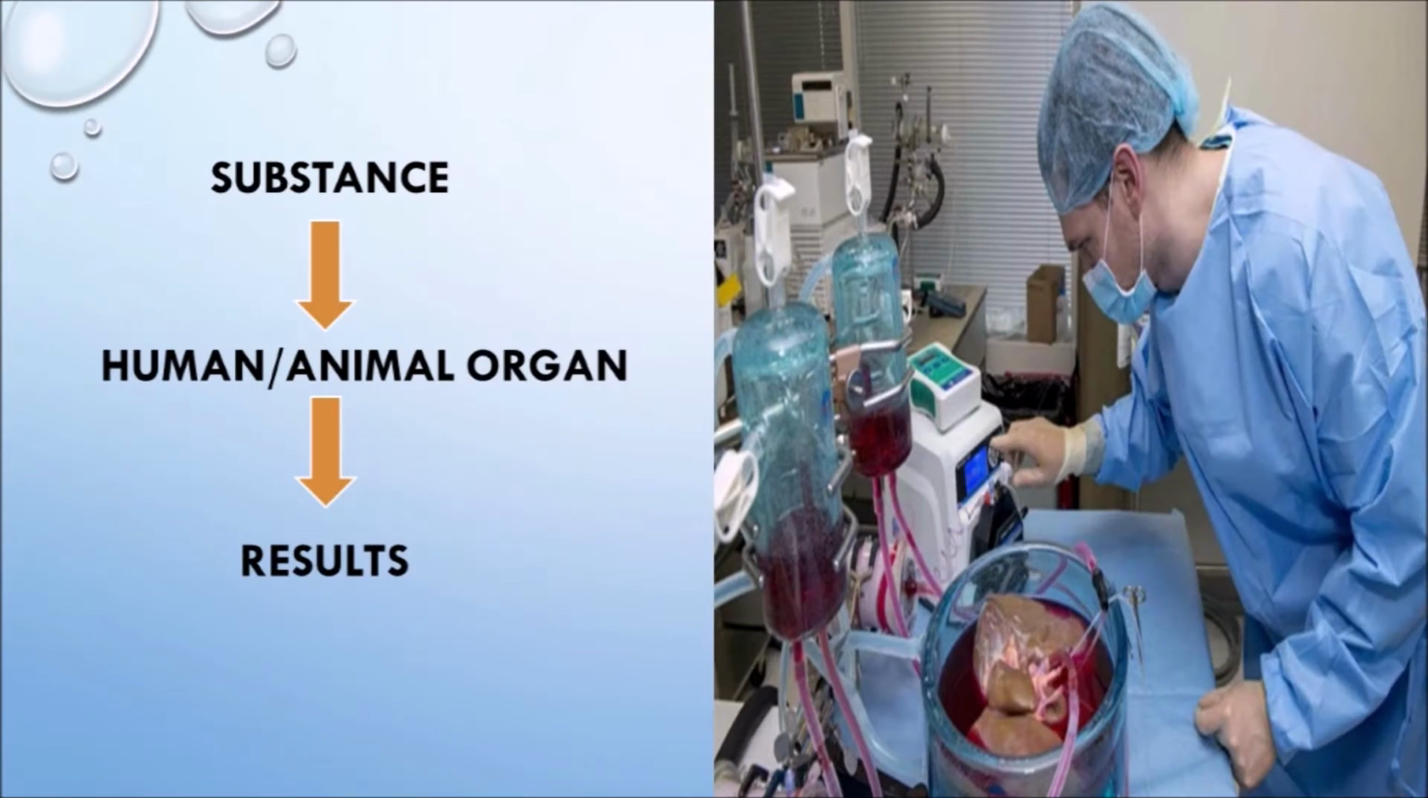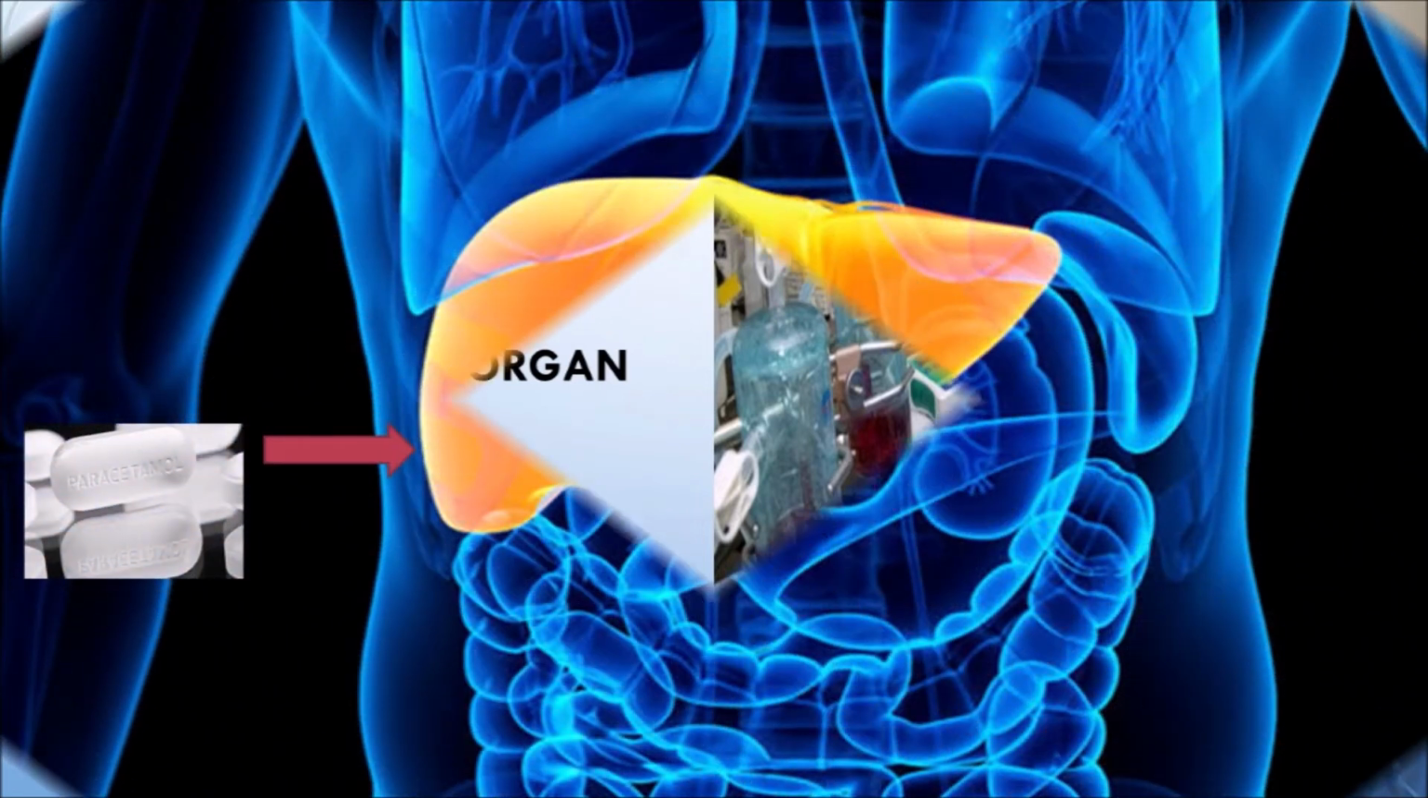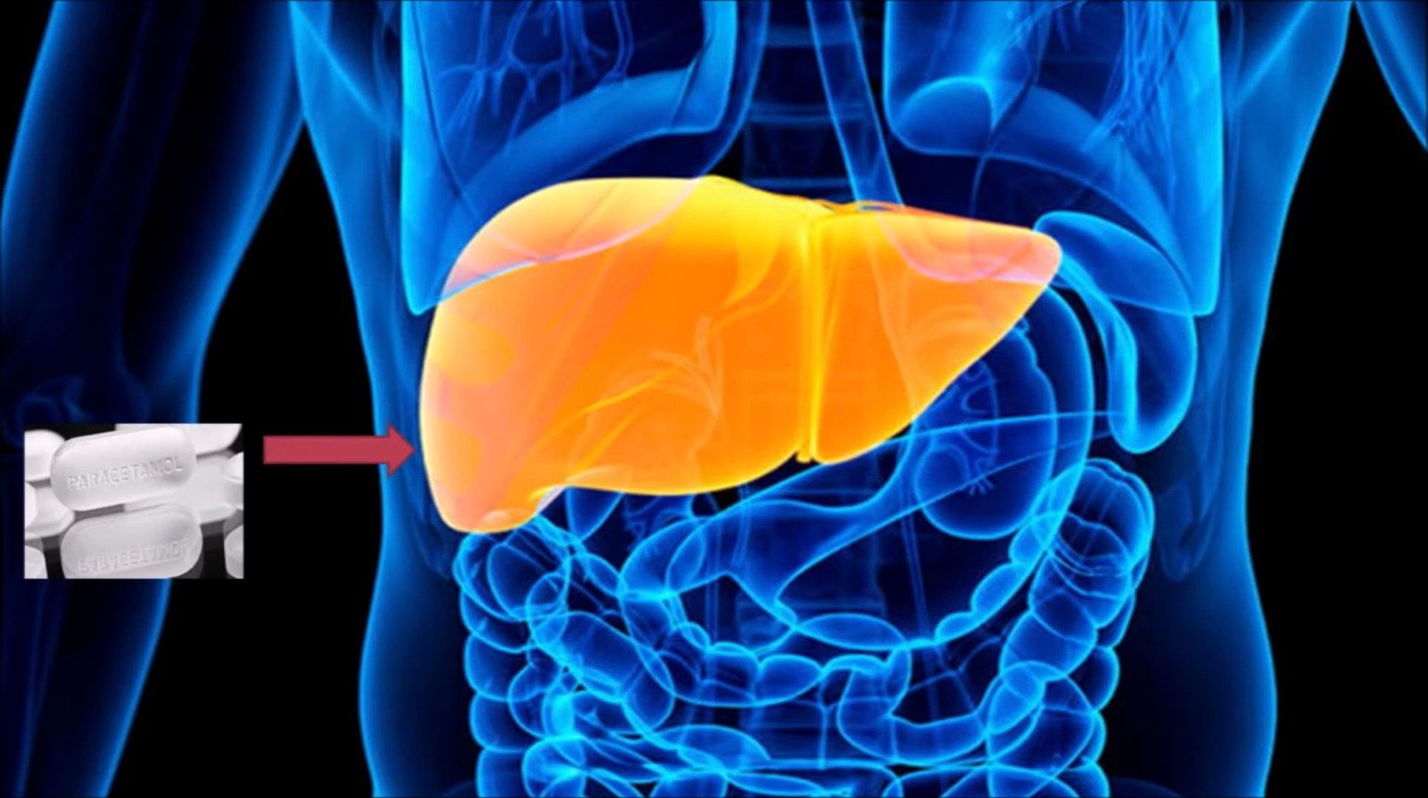For example, reaction of a substance on an organ. Here, the investigator chooses a substance and studies it by applying it on an organ in a laboratory. Let me explain further with the effect of paracetamol drug on liver. The investigator chooses some subjects or samples, administers the drug, observes the liver of the subject and finds out the results.